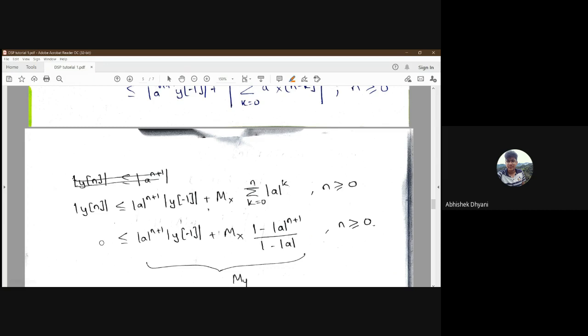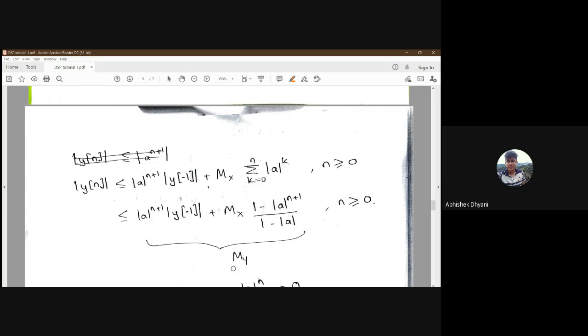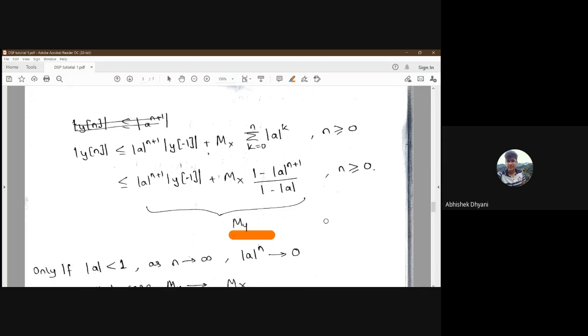And this is the upper bound for the output signal, and we can call it some My. Now we have to show that My is a finite scalar quantity. To see that, we can observe from here that only when the magnitude of a is less than 1, when n goes to infinity, the term a raised to the power n goes to 0. And in that case, this term will go to 0.